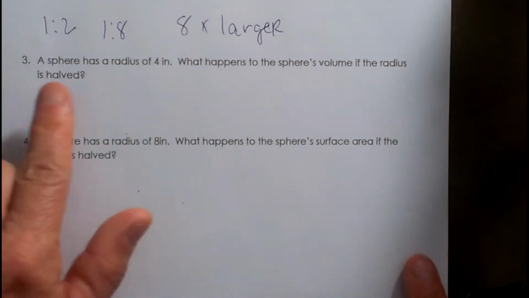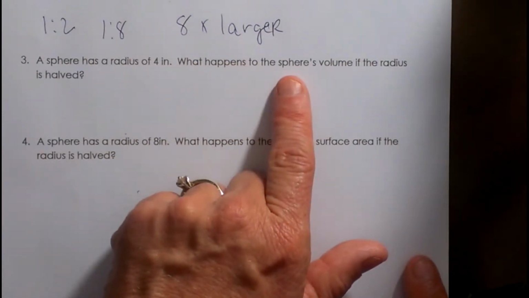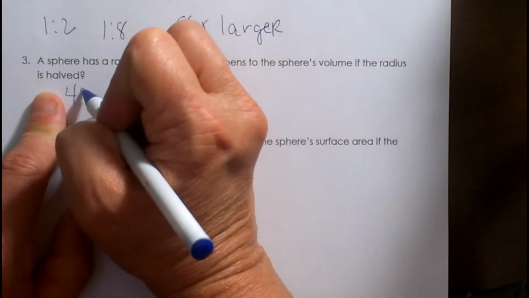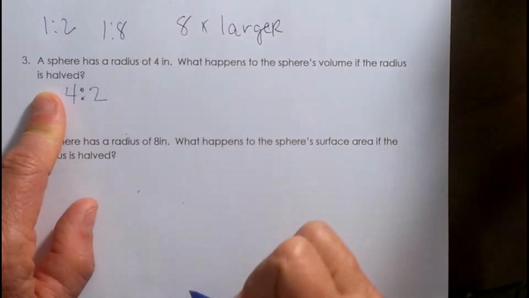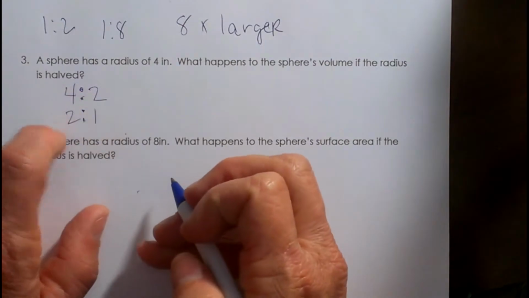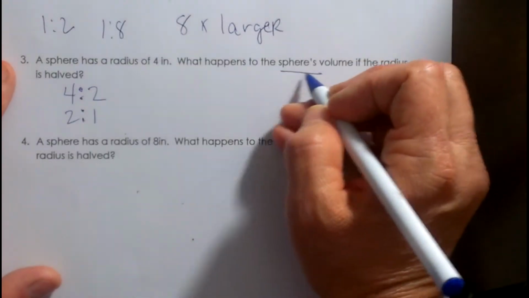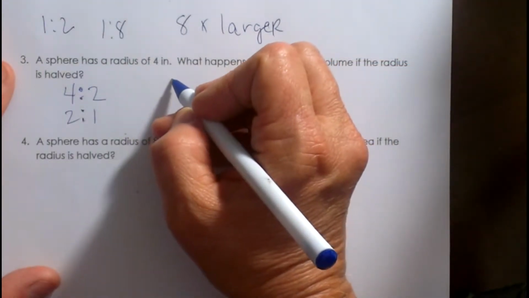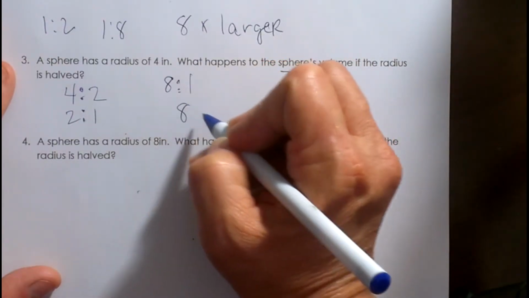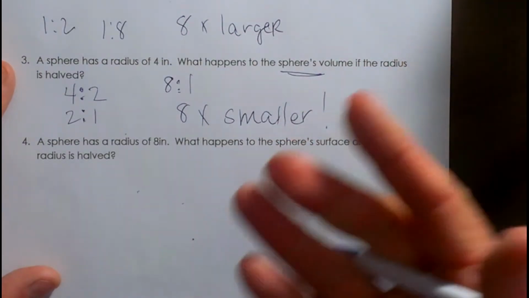Okay, number 3, a sphere has a radius of 4. What happens to the volume if the radius is halved? Okay, so let's see, if the radius is 4 for the big one, and then it's halved down to 2, what's that ratio? 2 to 1. We just reduced these by 2, so it's a 2 to 1, it's getting smaller. So what's going to happen to the volume? Let's cube them. The large one would be 8, the small one would be 1, so it's going to be 8 times smaller this time, because it's getting smaller rather than larger.